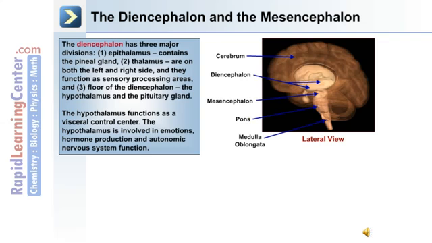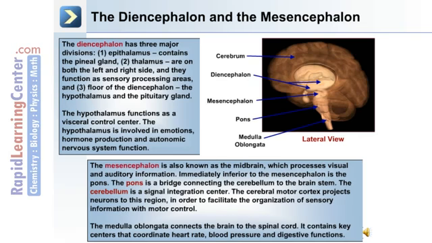The diencephalon has 3 major divisions: the epithalamus, the thalamus, and the floor of the diencephalon. The epithalamus contains the pineal gland. The thalamus are on either side, and they function as sensory processing areas. In the floor of the diencephalon, the hypothalamus and the pituitary gland are present. The hypothalamus functions as a visceral control center. The hypothalamus is involved in emotions, hormone production, and autonomic nervous system function.